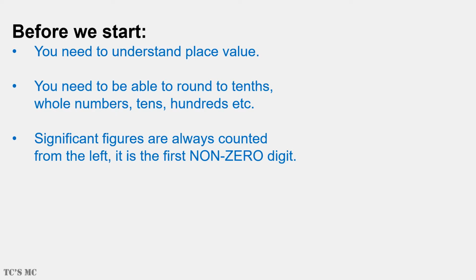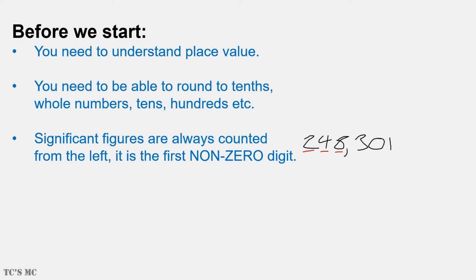You need to know that significant figures are always counted from the left. It's always the first non-zero digit from the left. In the example of 248,301, the first non-zero digit from the left is 2, so the first significant figure is 2. The second significant figure is 4, the third significant figure is 8, and so on.